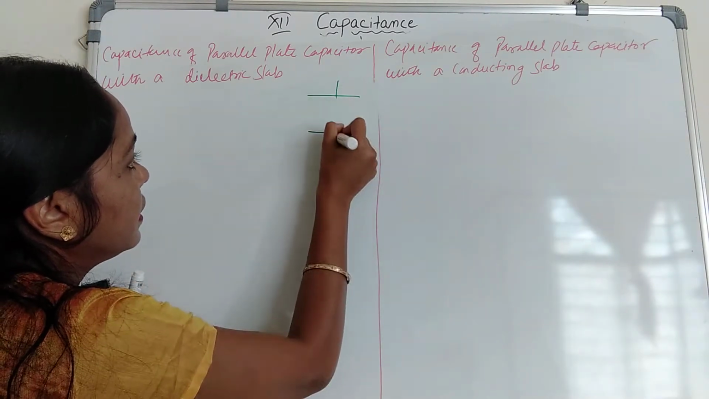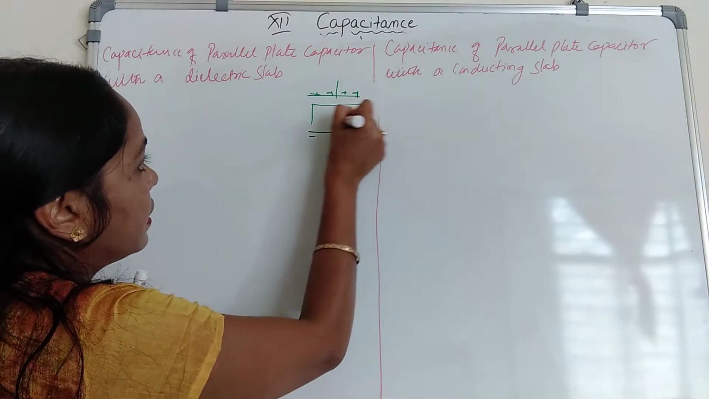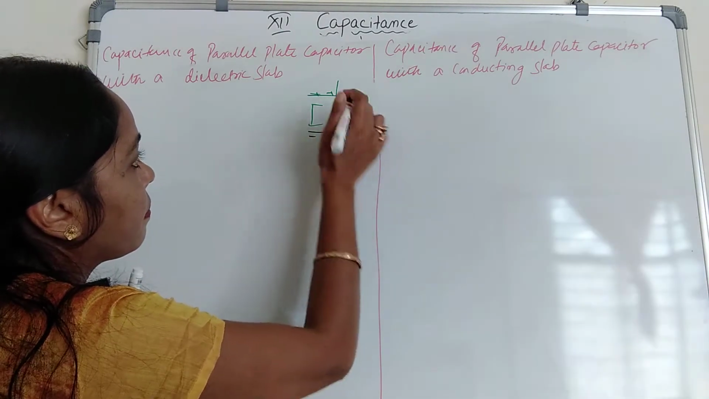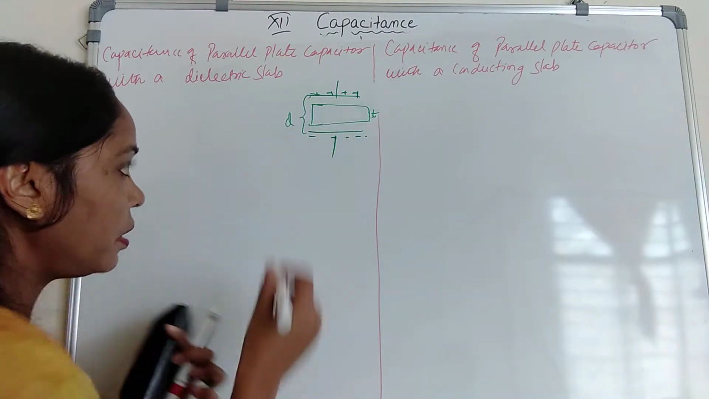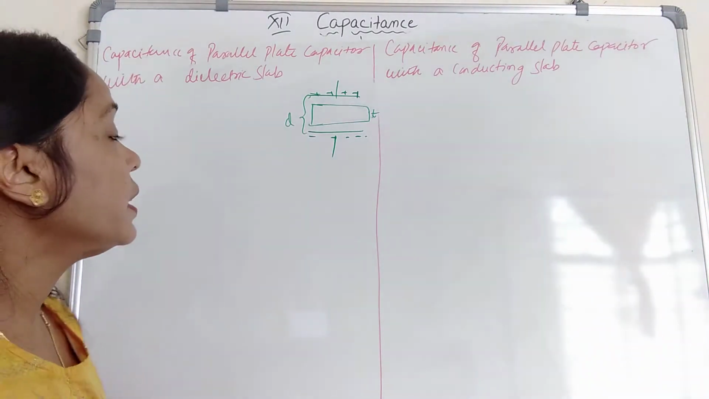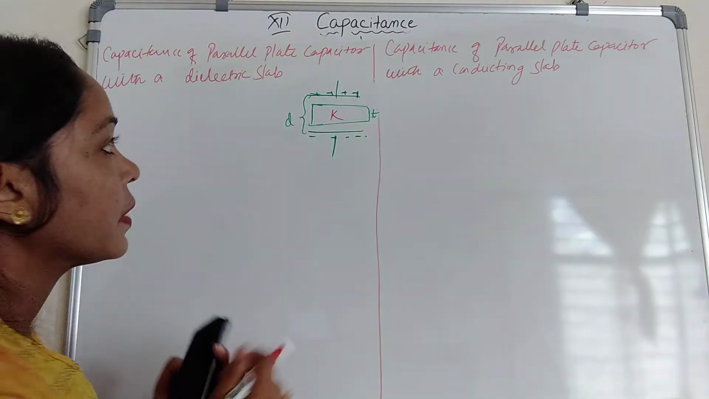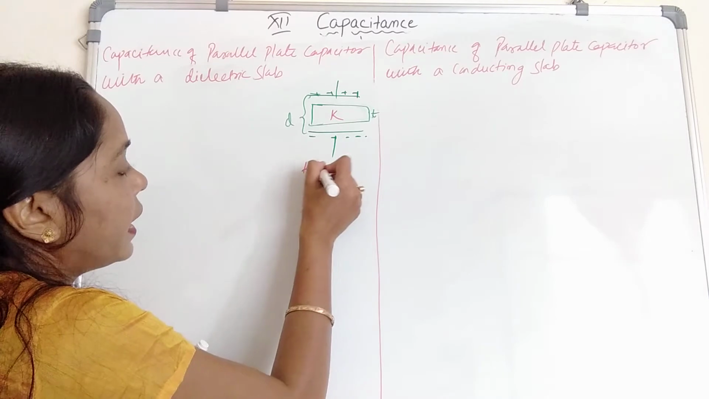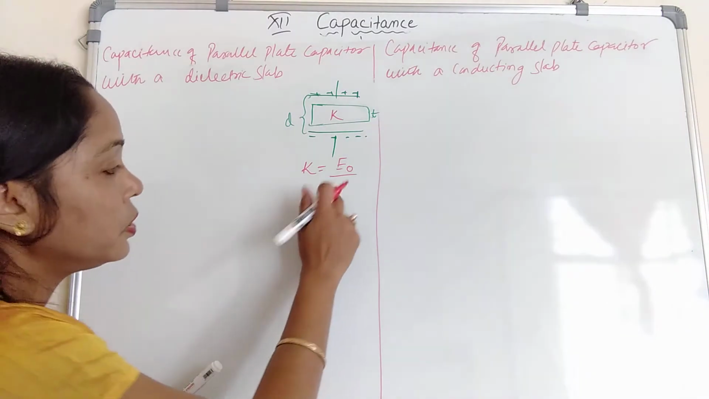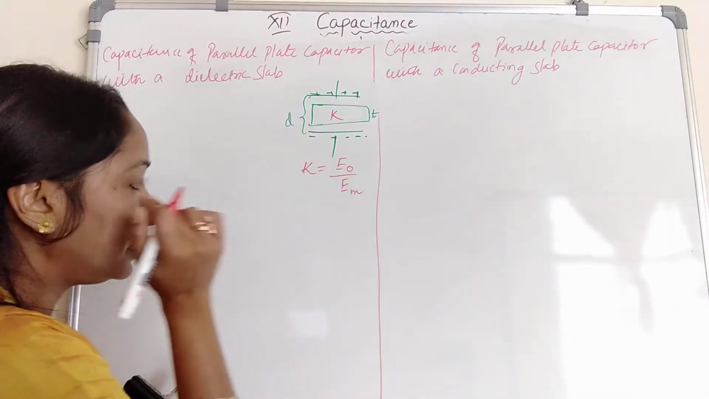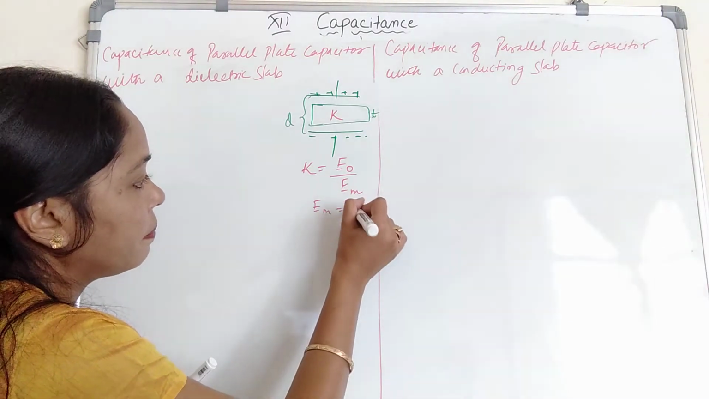Now let's draw the figure for this expression. Parallel plate capacitor, positive plate, negative plate. Draw one dielectric slab of thickness t, and the distance between the plates is d. Since it is a dielectric slab, it has a dielectric constant K. So what is the dielectric constant K? It is the ratio of the electric field in the presence of vacuum to the electric field in the presence of the medium. So E_m we can write as E_0 by K.